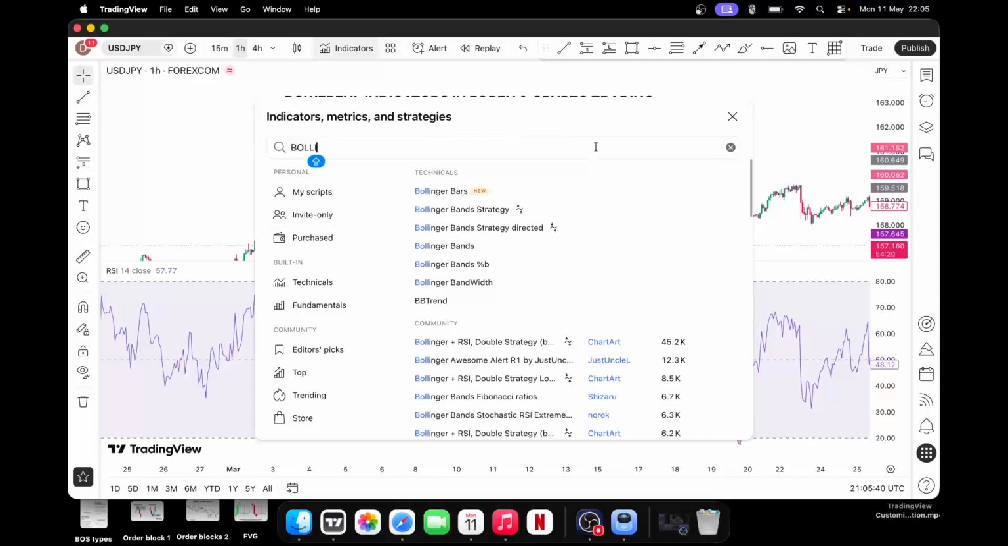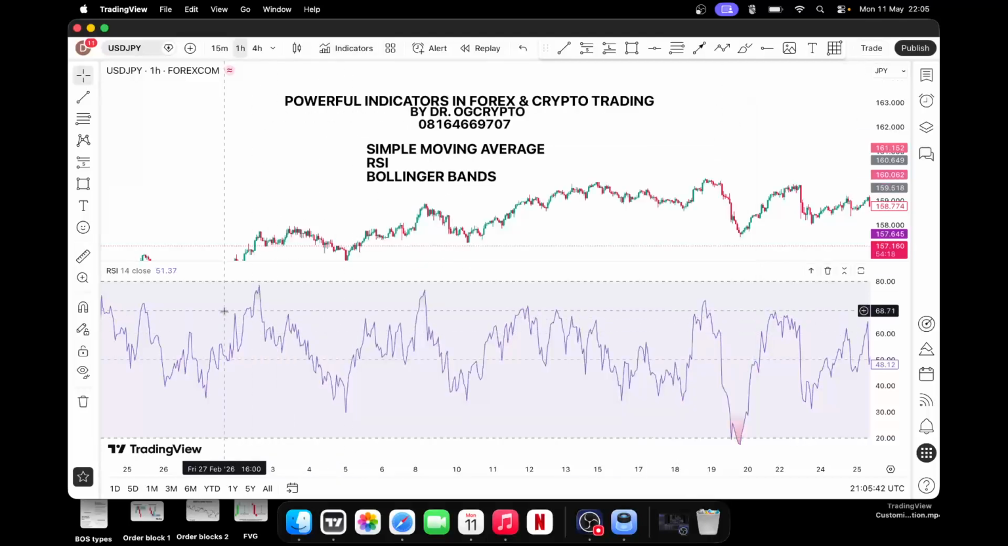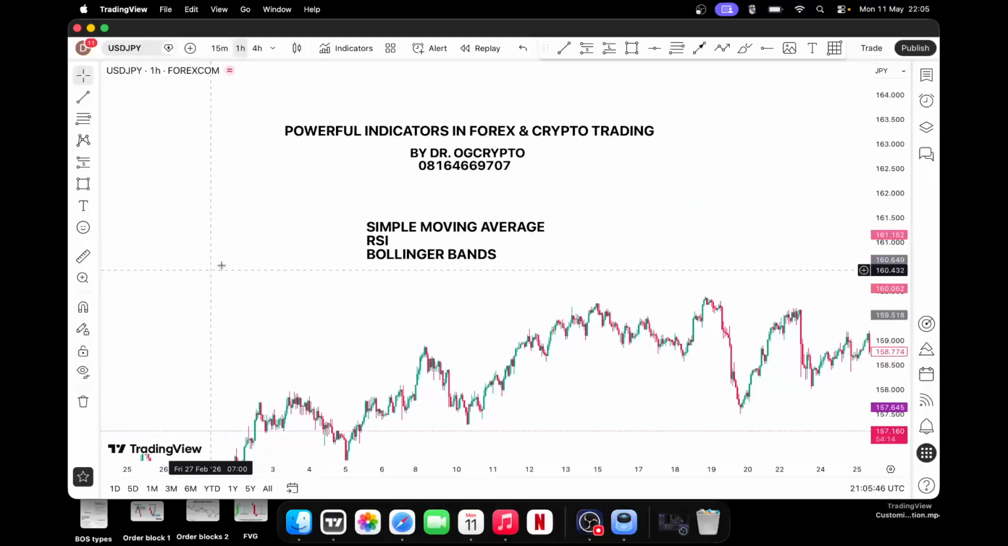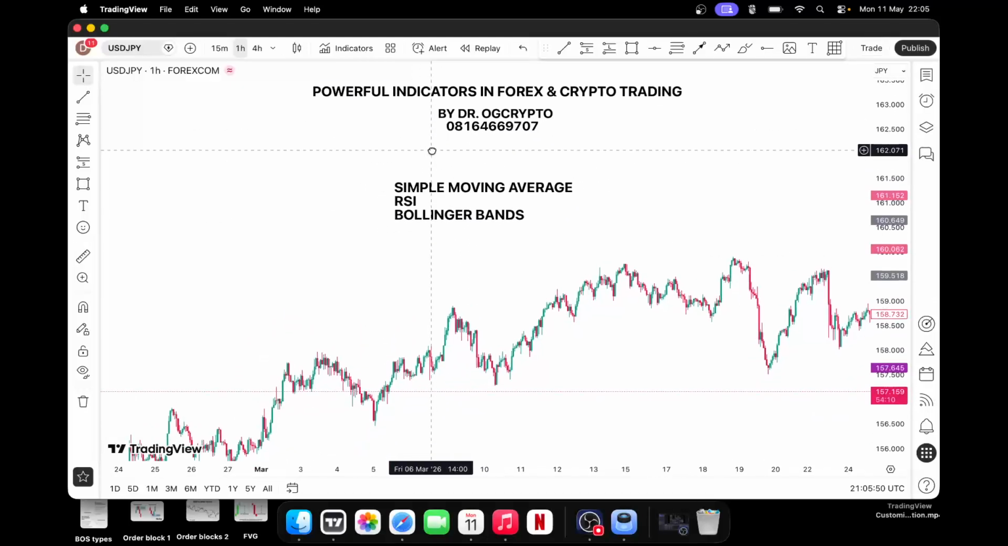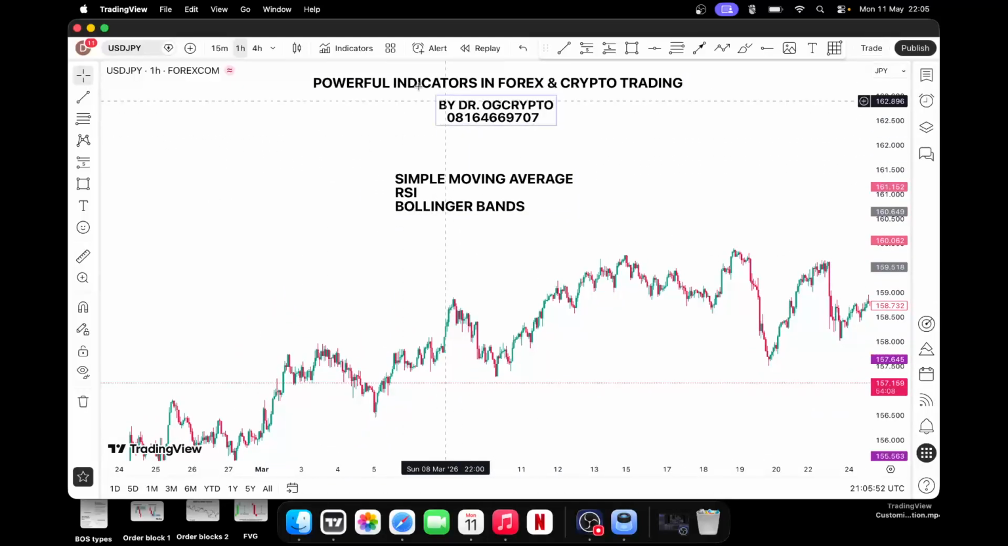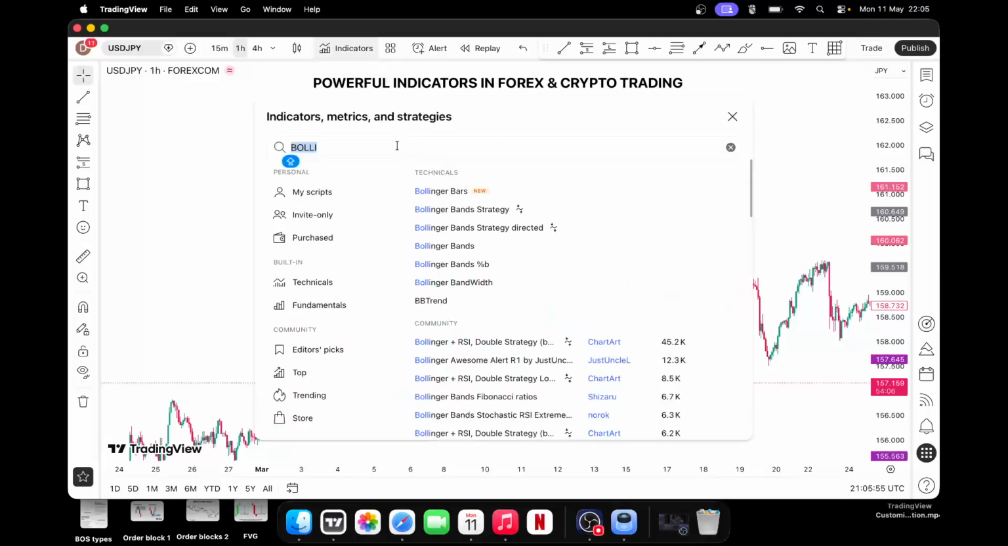Let me first of all remove this RSI indicator. If you are using the free version of TradingView, you cannot add more than just 2 indicators. It's only 2 indicators that you can add at a time. So I will search for Bollinger Bands. Can you see the Bollinger Bands? It's still loading.